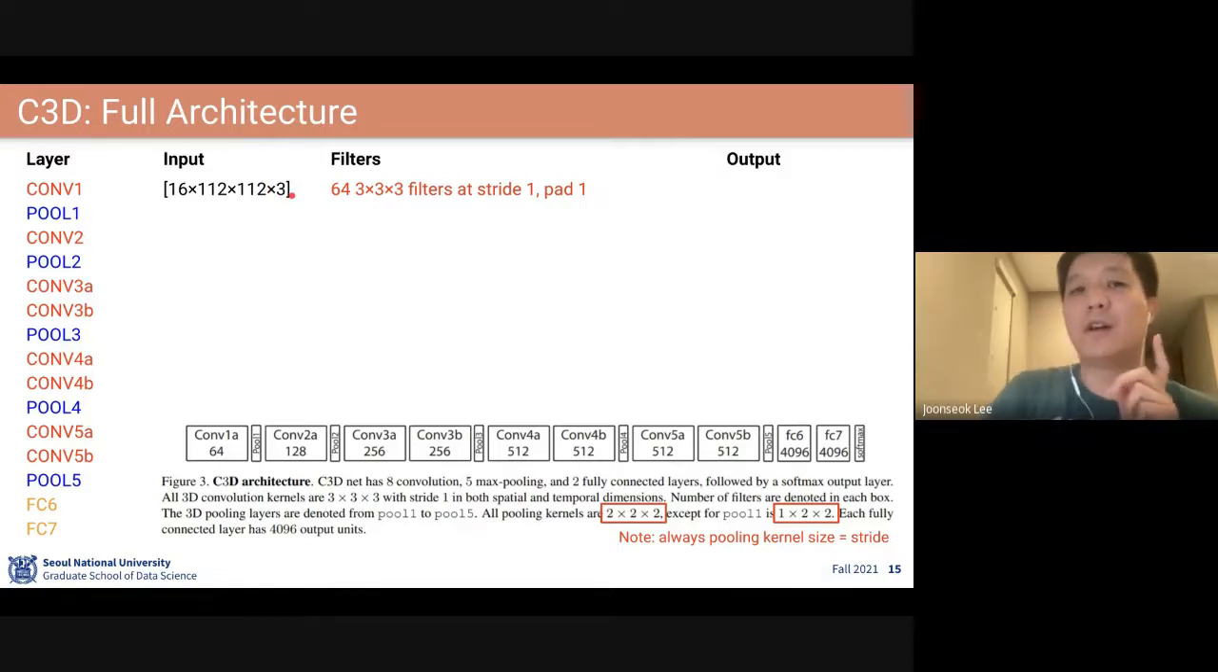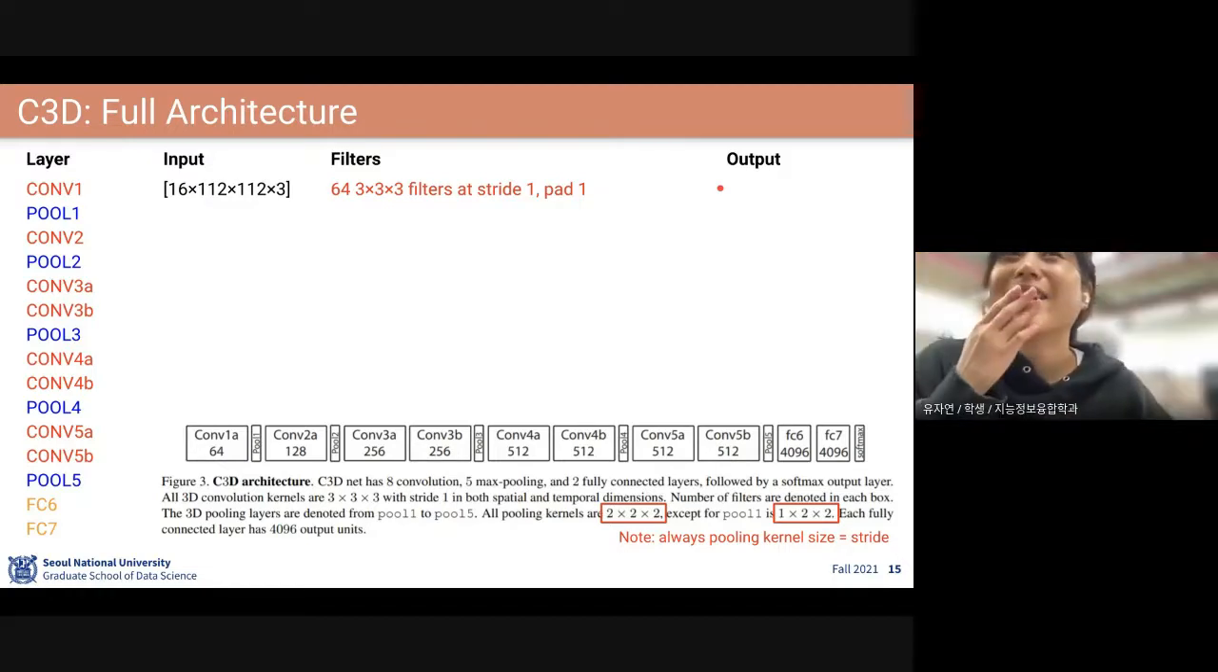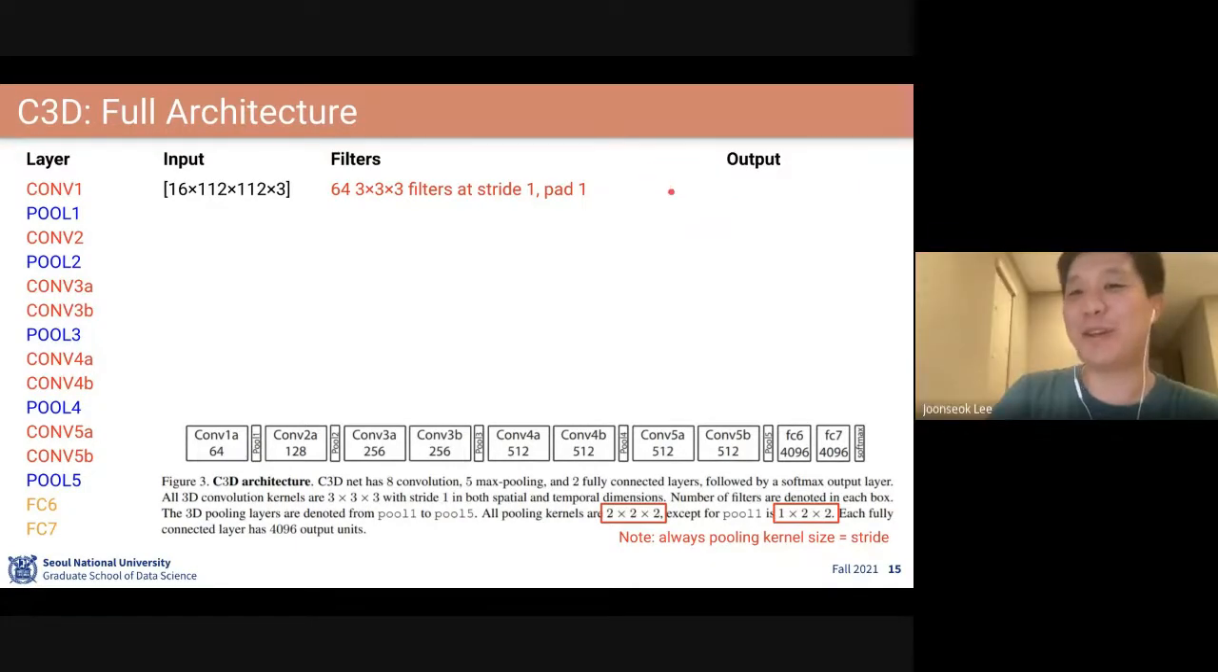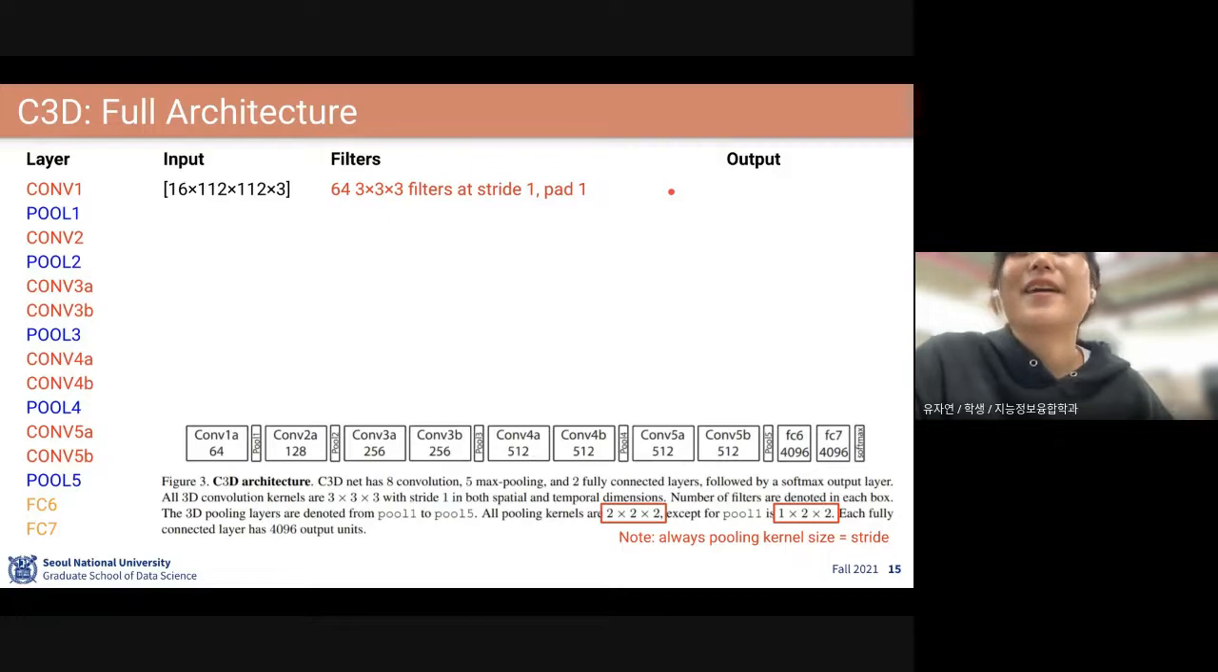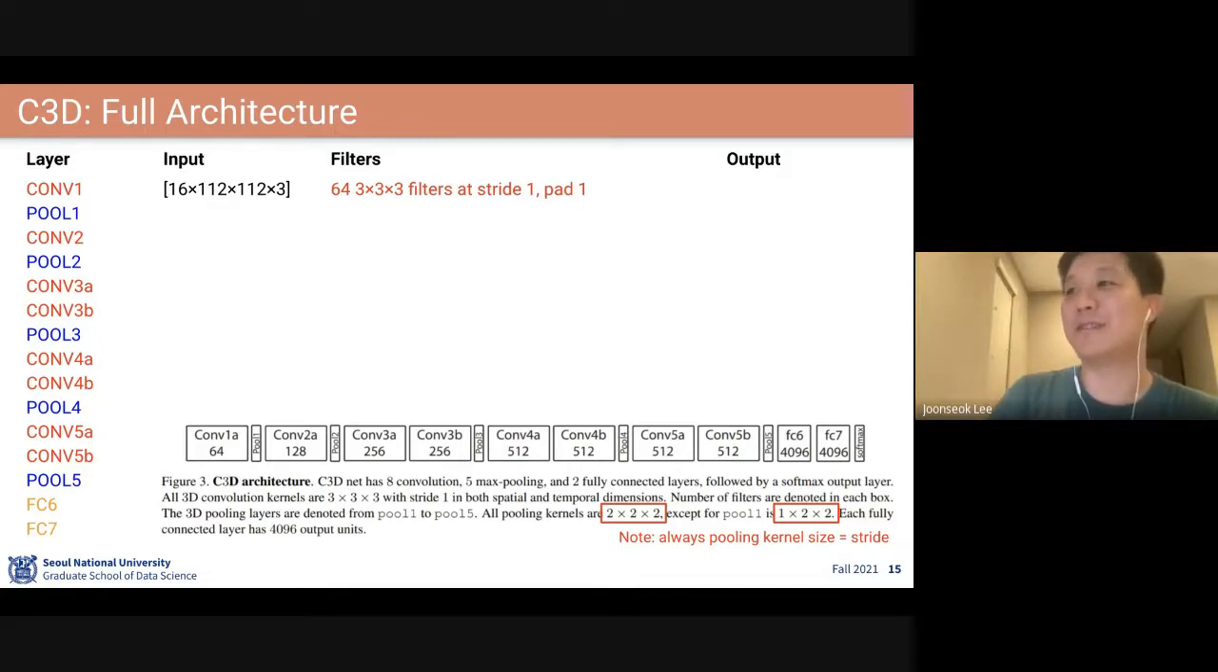Okay, so what is the meaning of this 16? The number of frames. And how many frames do we have here? I misunderstood. So how many should we have here? 16 by 112 by 112 by 64. Yes, that's correct. Great job.